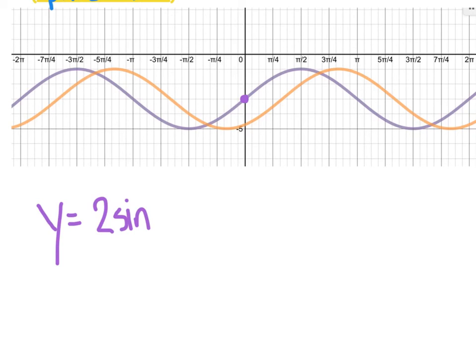And let's see, I'm only seeing one cycle at 2 pi. So we're going to go x, close the parenthesis, and then we'll say -2 because of where the midline is. Now the orange guy, did we shift him to the left or to the right?